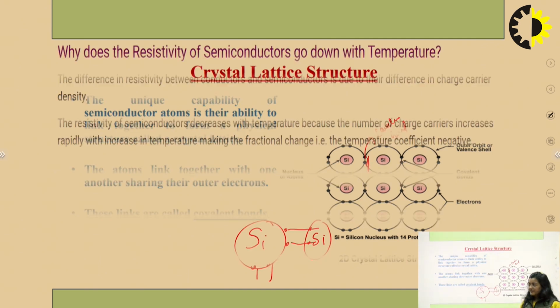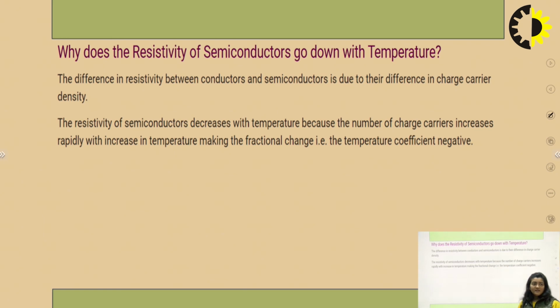Then moving to the next part, why does the resistivity of a semiconductor go down with the temperature? Why does it cause that negative temperature coefficient? Because the resistivity decreases as the temperature increases, because the number of charge carriers increases rapidly as we increase the temperature, making the temperature coefficient negative.